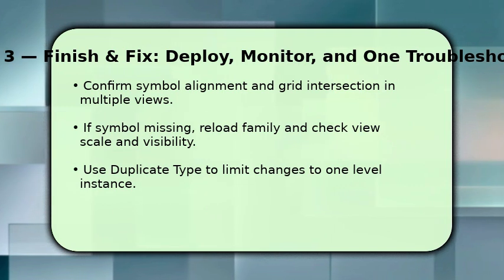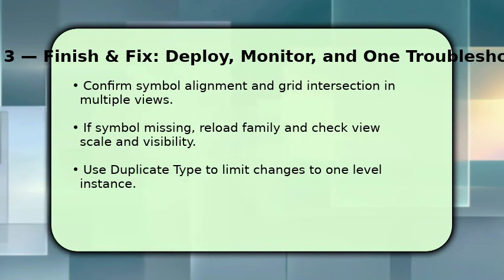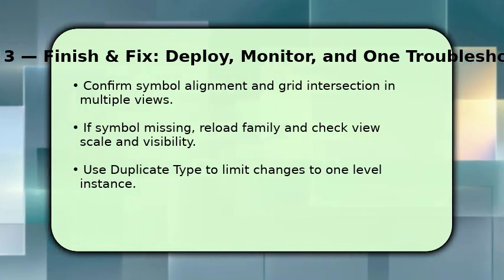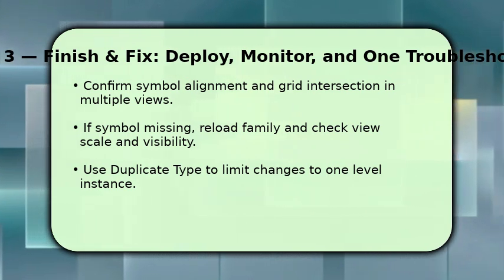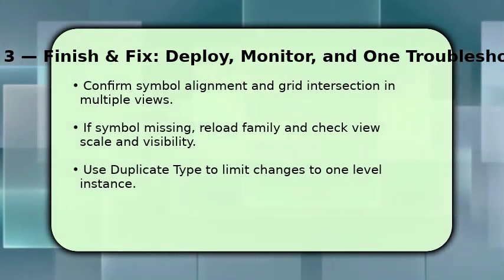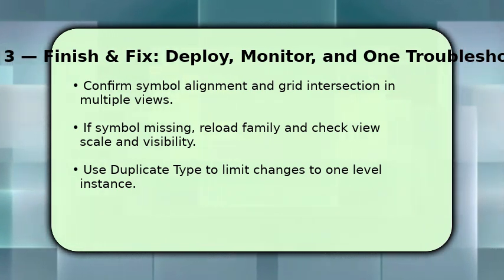If the symbol looks missing, reload the family and verify its annotation category. Once done, save a project backup. If an unwanted global change occurred, undo and use Duplicate Type to create a unique type for that level. That single troubleshooting tip prevents accidental changes across many levels.